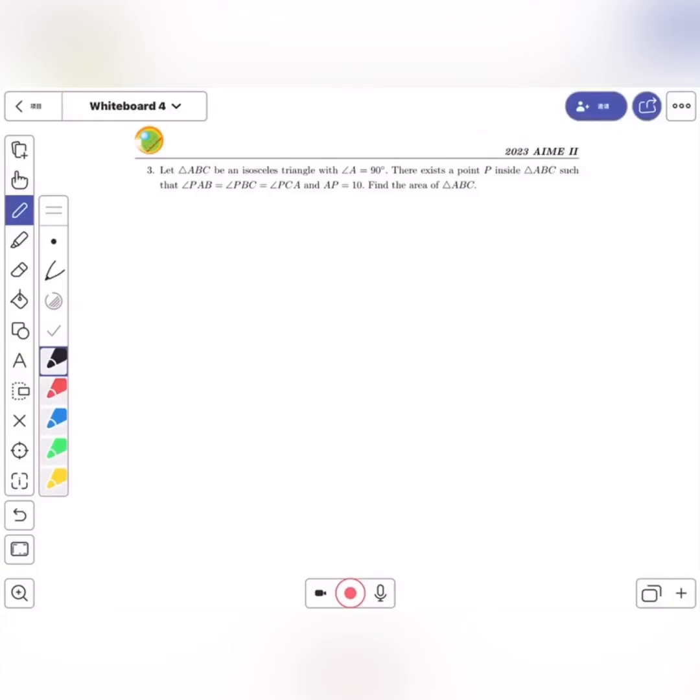Now let's proceed to problem 3. Let triangle ABC be an isosceles triangle with angle A equal to 90 degrees, which basically means that it's an isosceles right triangle, 45, 45, 90 to be more precise. And there exists a point P inside ABC such that angle PAB is equal to angle PBC is equal to angle PCA, and AP is equal to 10. Find the area of ABC.